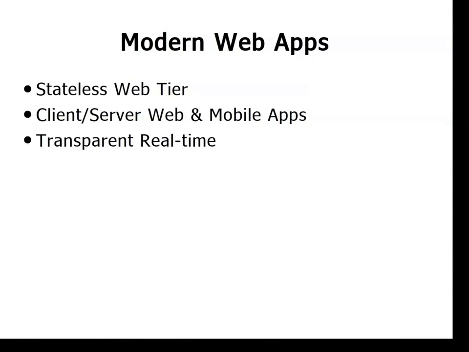First, the Stateless Web Tier. That's really being driven by a couple of different things we'll talk about later. One is continuous delivery, and the other is scalability in the cloud. And then client-server web apps and mobile apps. This is where we're going to spend a lot of time today: this new architecture for how we build modern applications using web technologies. It's really the client-server architecture just redone on top of web technologies. So we're going to spend a lot of time there.